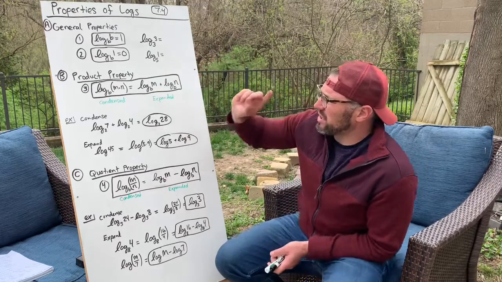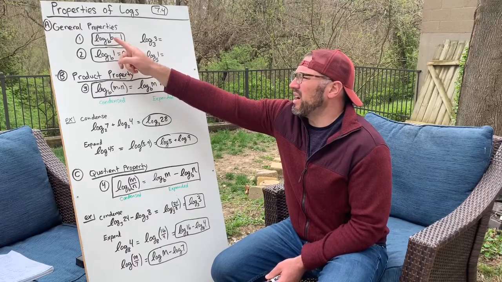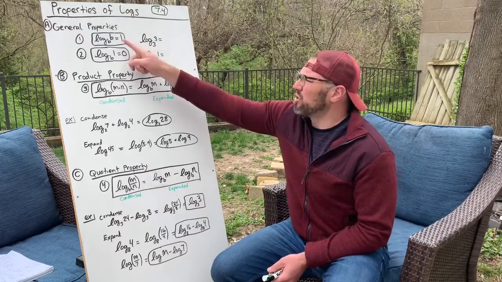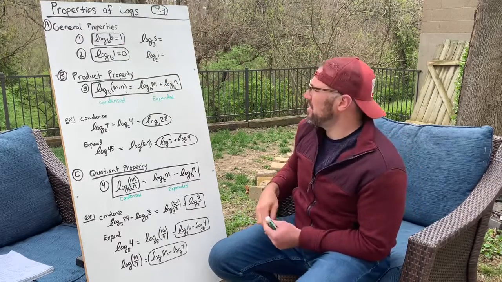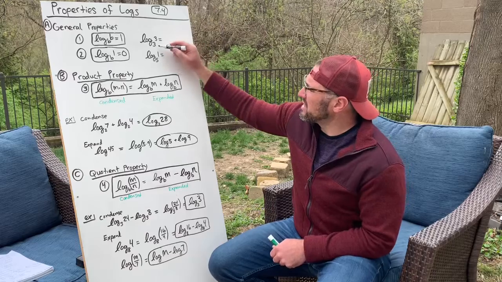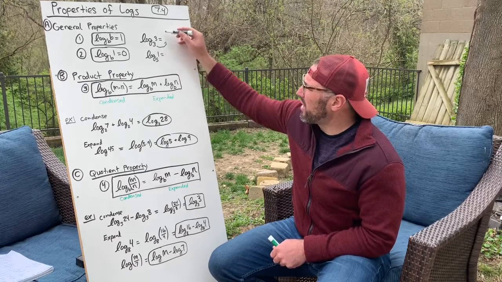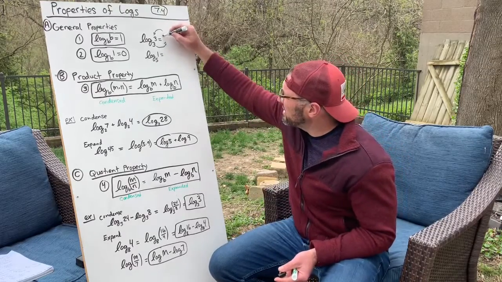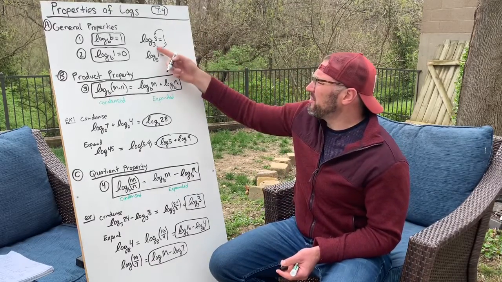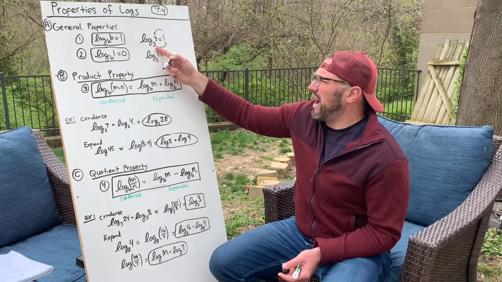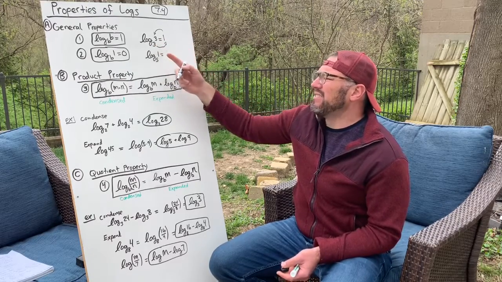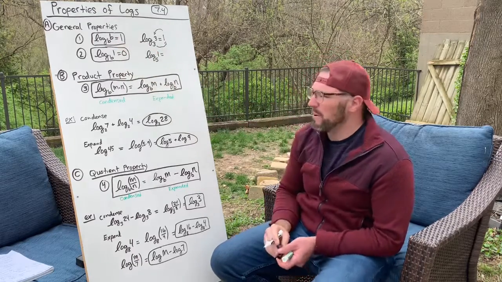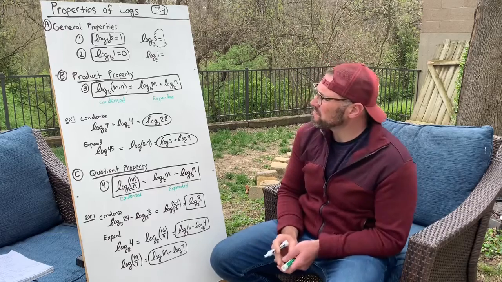General properties of logs, here's one. Log base b of b. If the base and the input match, it's always going to equal 1. Here's why. By the definition of a log, this is saying 3 to what power equals 3? Well, 3 to the first power equals 3, right? And as you can imagine, if it was log base 5, 5 to the first power equals 5. So it doesn't matter what these numbers are, but if they match, that log always equals 1. It's just a general property of logs.